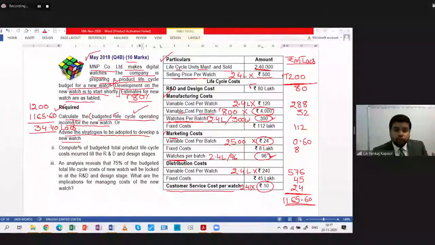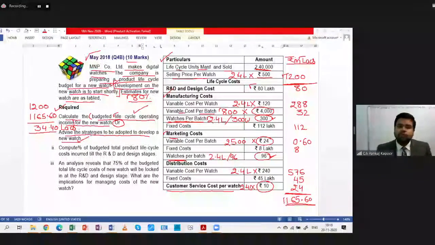Read the question again. There was a choice. Either you can compute the operating income or you can answer this. But we will do both because we are doing the practice here. So read along with me. Advise the strategy to be adopted to develop a new watch. You need to advise the strategy in order to develop the new watch. So firstly, we will discuss what was the answer provided by the suggested answers. Then we will try to add something into that in order to add value to the answer.